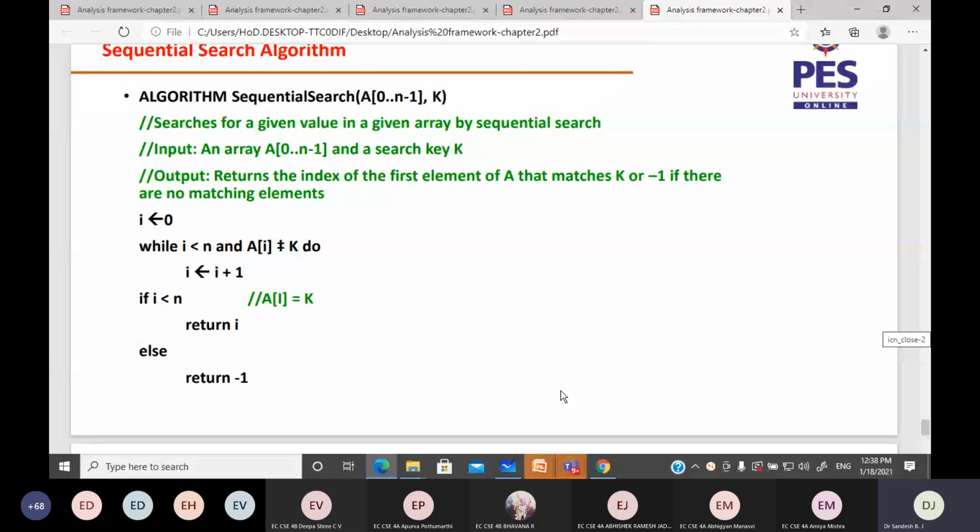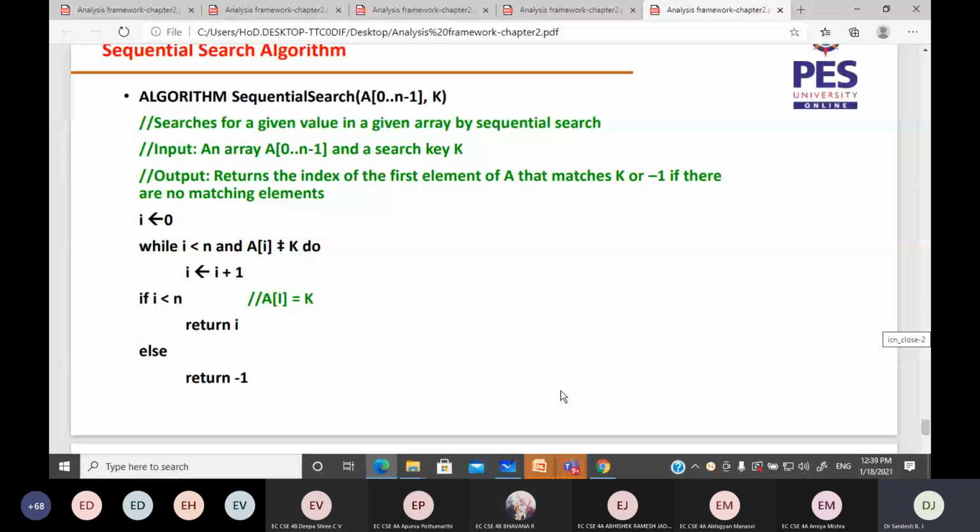What does this do? It searches for a given value in an array by an algorithm called sequential search. Input is an array A indexed from 0 to n minus 1, which is equal to n elements. The other input which you are going to give is the key element K. What is the output? It returns the index of the first element of A that matches the key element K. If you don't find a match for the key element in the array, then you return -1.